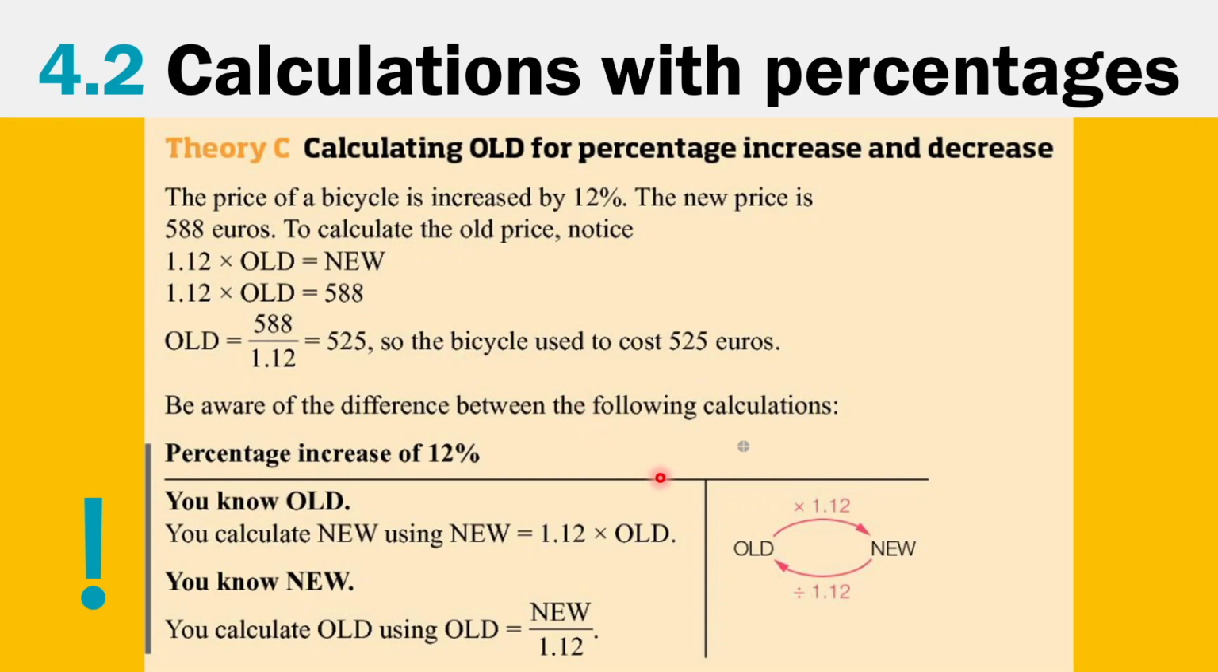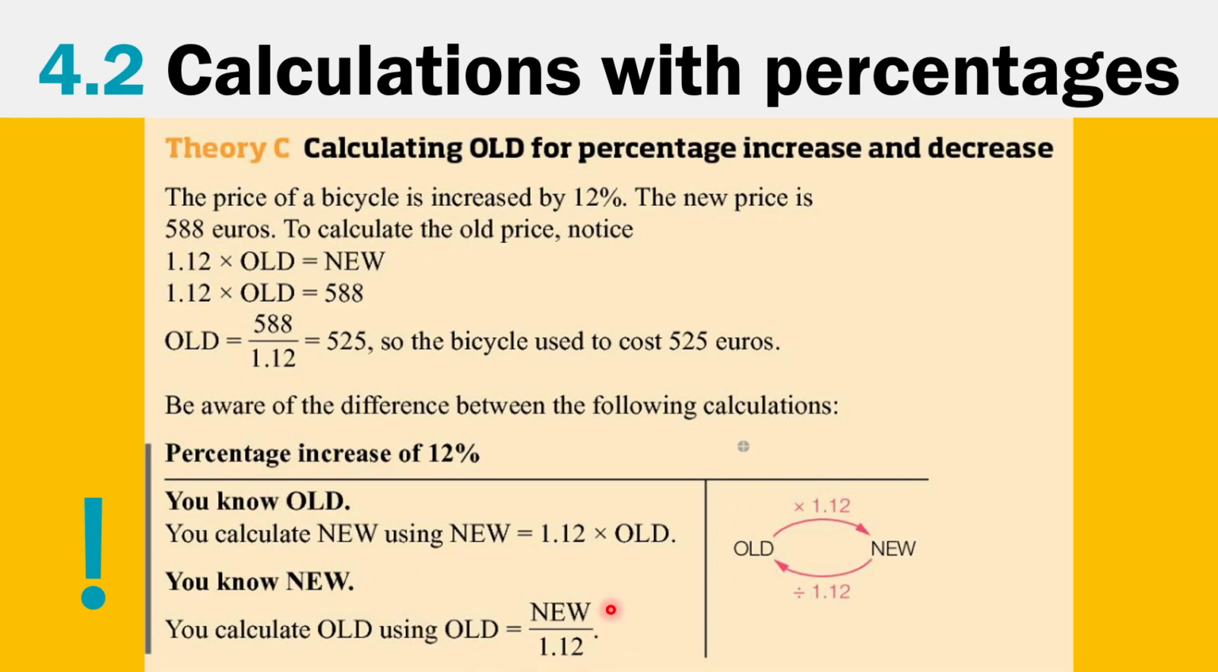Therefore, you have to be aware of the following two calculations. If I know old, then calculating new is not that new. We know how to do that, right? New is then just fill in old, you get the calculation. But if you want to calculate old, you have to do old is new over my multiplication factor.